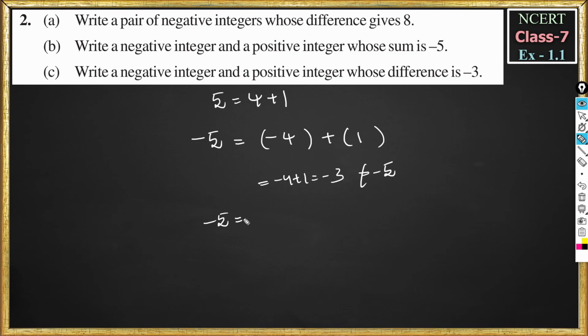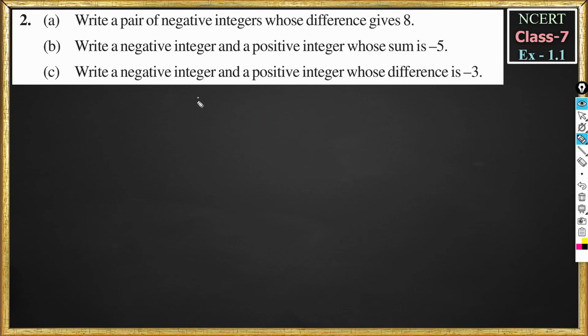Similarly, if we try by putting 1 here and 4 here, we get minus 1 plus 4, which is equal to 3. This is also not equal to minus 5. So 4 and 1 cannot be put in this problem. So we'll take other two integers. For example, 5 is equal to 6 minus 1. So we'll try to put in 6 and 1 as the pair of negative integer and positive integer and see whose sum would be minus 5.